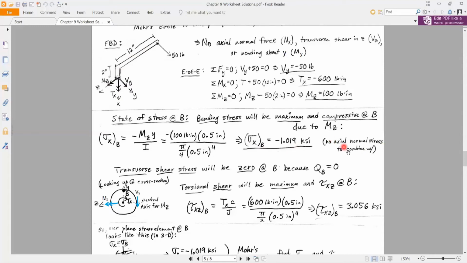And a note here that we don't have an axial normal stress, right? We only had these three internal resultants, so there's nothing for it to combine with. This is our only normal stress at point B.